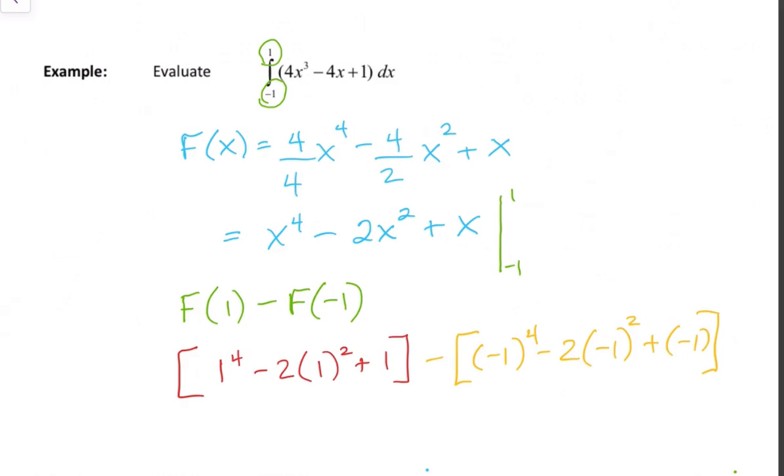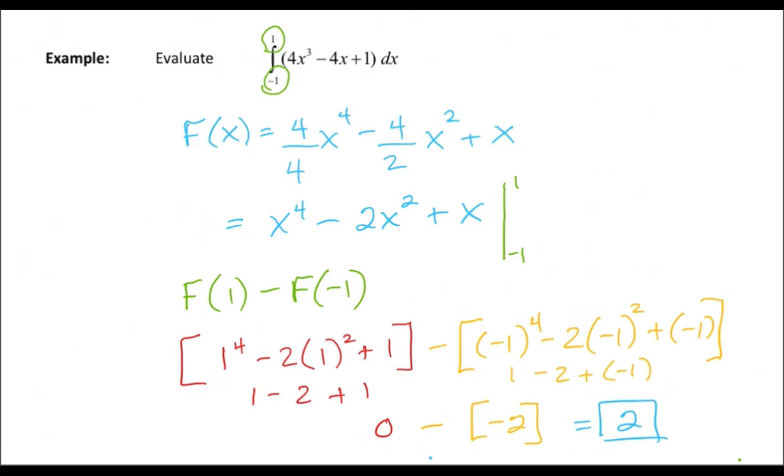And now I just want to evaluate all of this. So in the first set of brackets, I've got 1 minus 2 plus 1, or that looks like 0, minus, if I evaluate it over here, I get -1 to the fourth is +1, -1 squared is +1 times -2, and then plus another -1. So here I get -2. And finishing out the arithmetic, then 0 minus a -2 is equal to 2. So evaluating that definite integral gives me a value of 2.